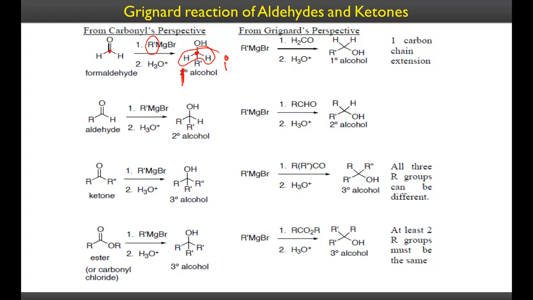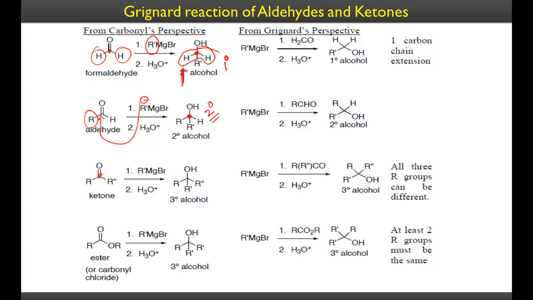This is a typo. And the secondary alcohols are derived from the addition of R magnesium bromide to aldehydes, anything that has an R group other than a hydrogen. If you have two hydrogens, you get primary alcohols. If you have an R group and one hydrogen, you get secondary alcohols. That carbon is a secondary carbon.